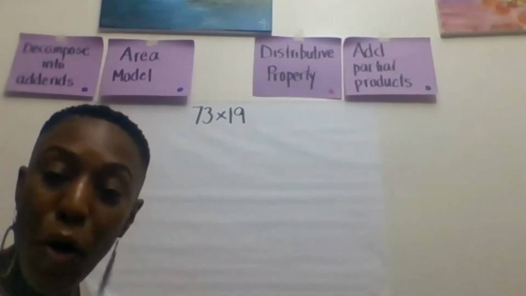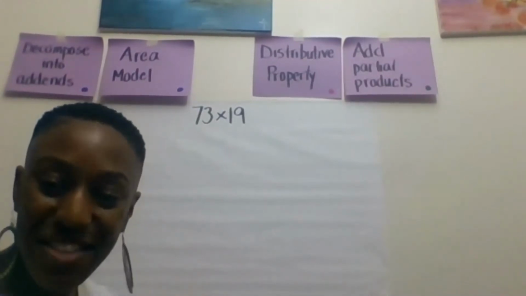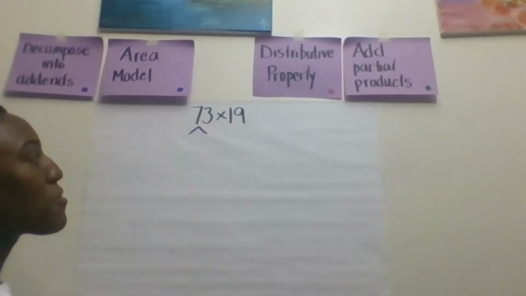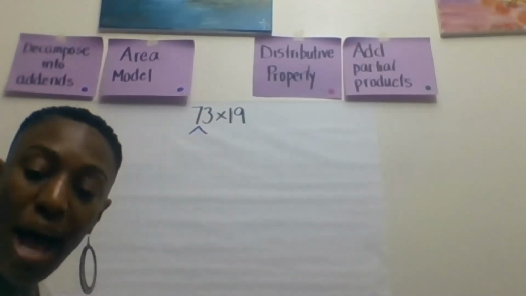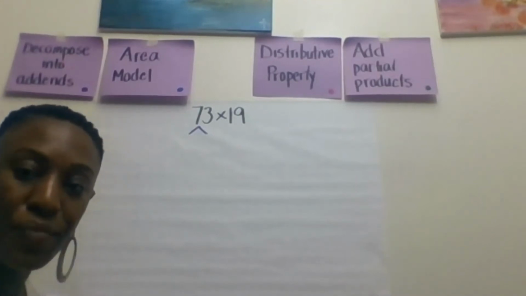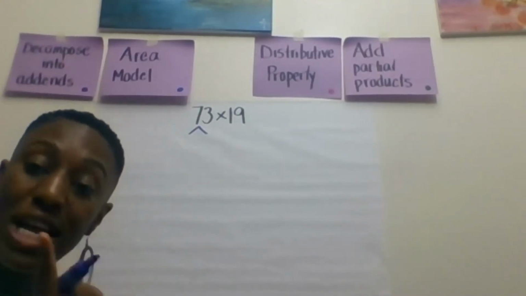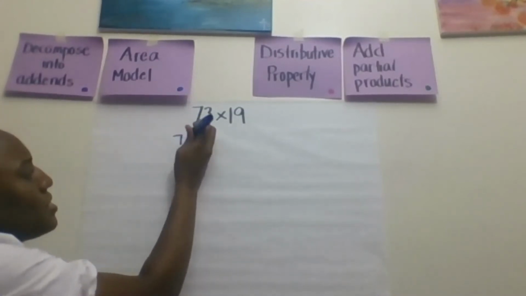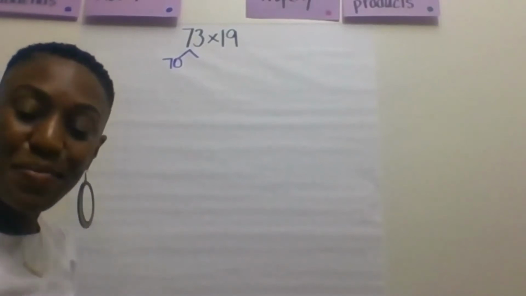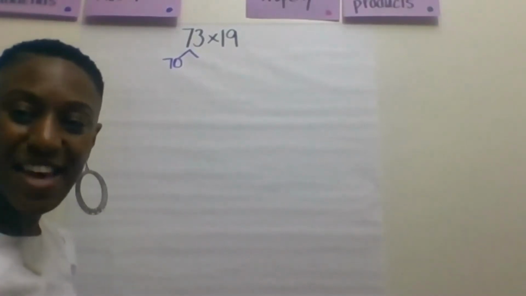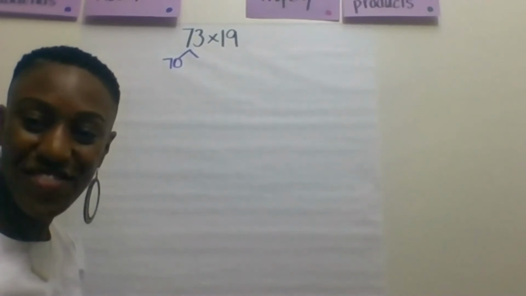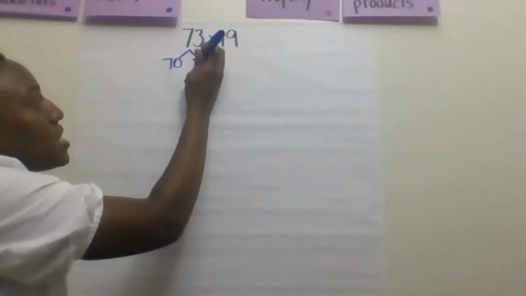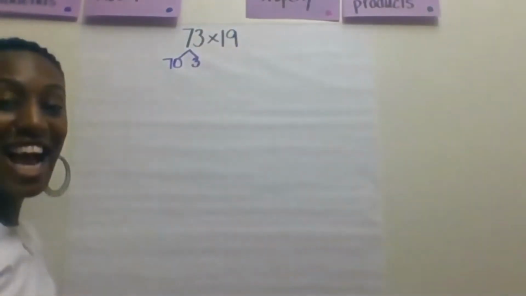Let's start with decomposing into place values. All right, 73. Let me start by drawing my branches. How many tens do I have in 73? Yes, 7 tens. Now, what is the value of 7 tens? Good job. 70. Talk to me about how many ones are in 73. Now, what is the value of that? Yes, 3 ones. All right, let's move over to 19.